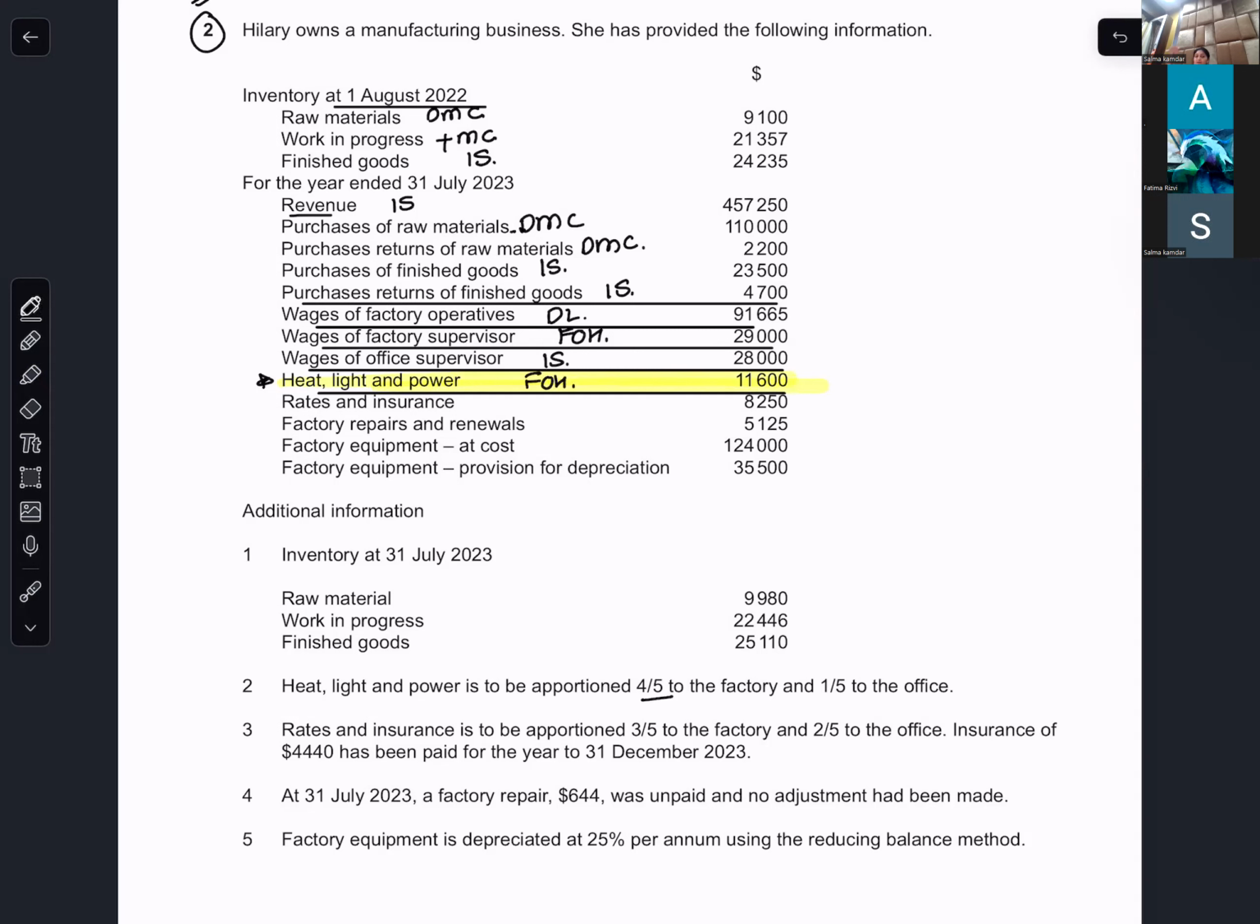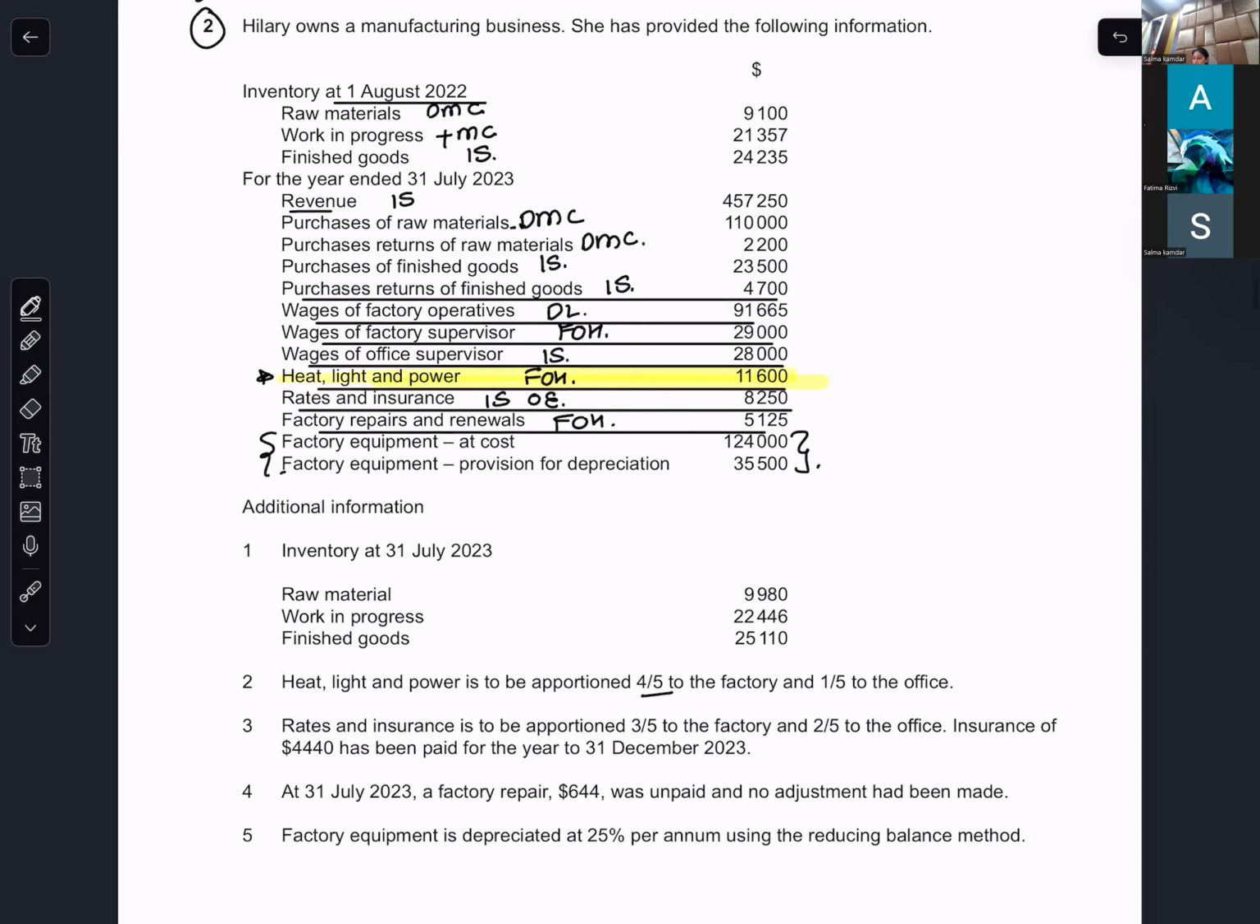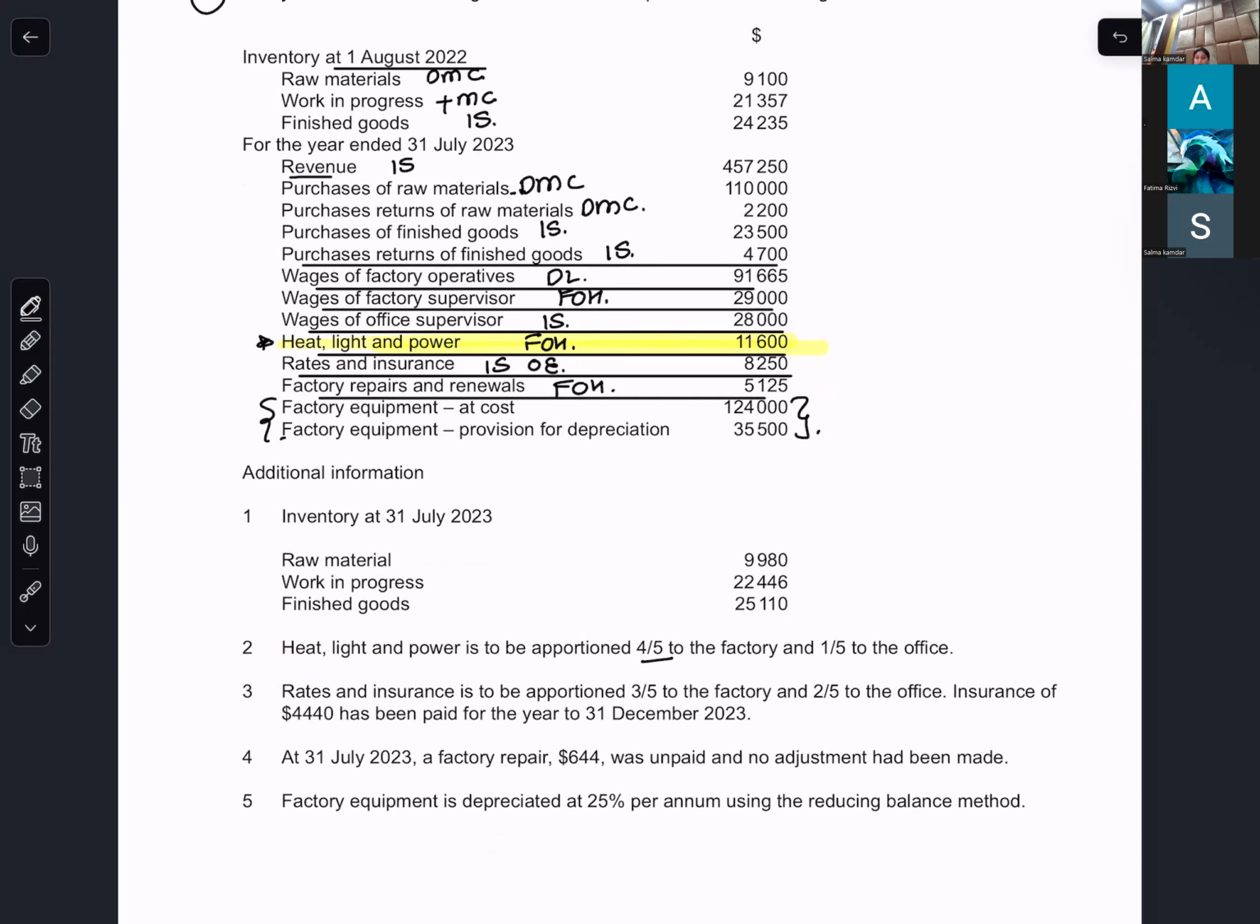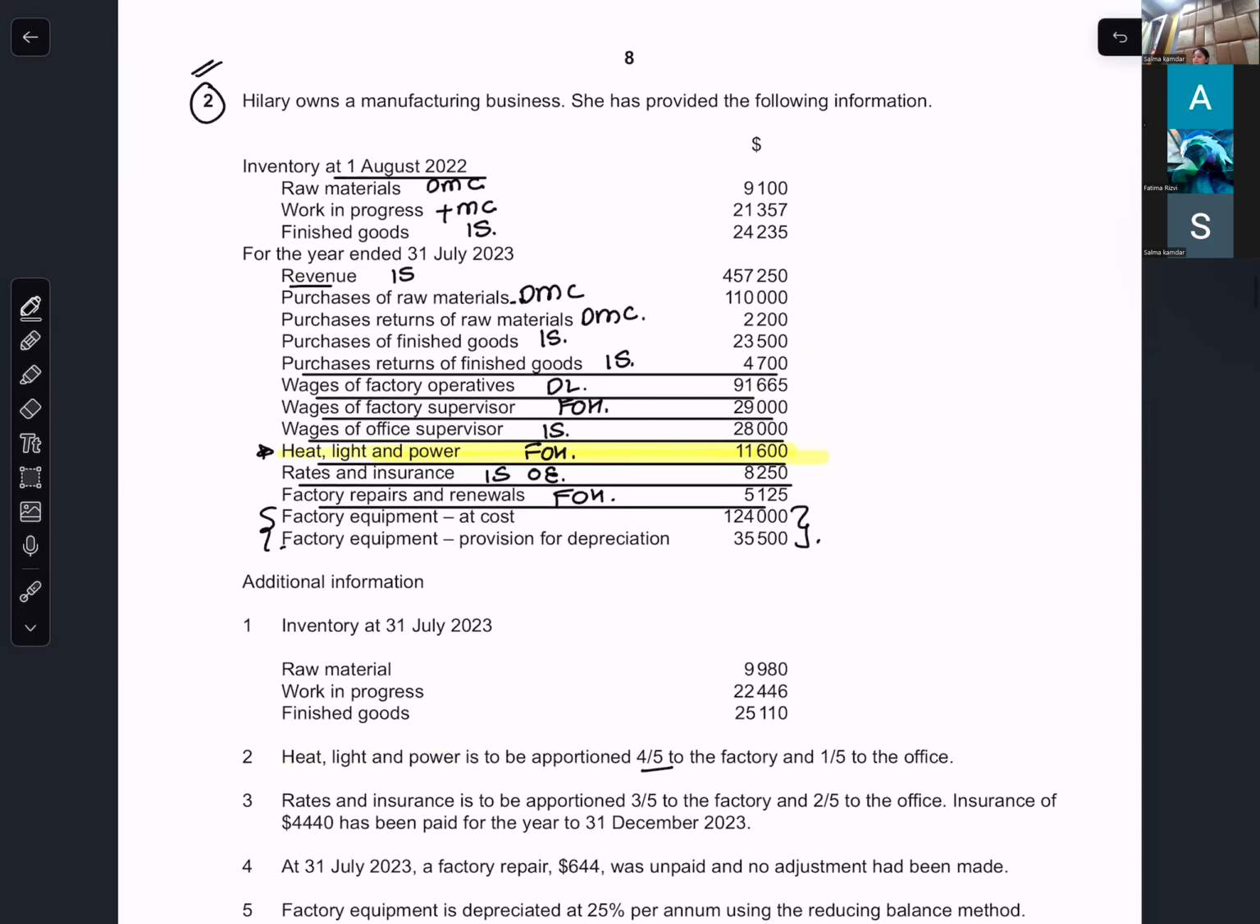We will read the details later. When we first read the question, we're just going to mark it. Rates and insurance, income statement. Other expenses. Factory repairs and renewals, factory overheads. For the last two, we will only take the depreciation as factory overheads.